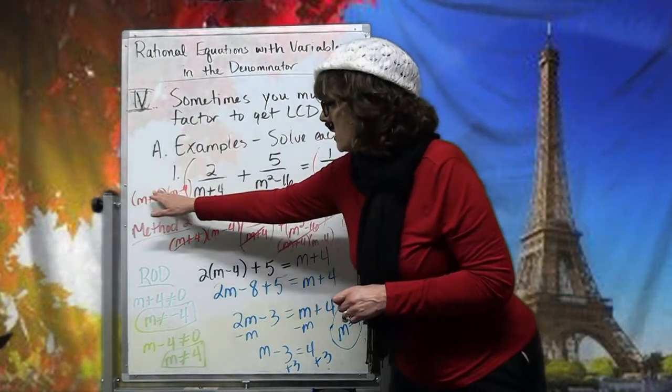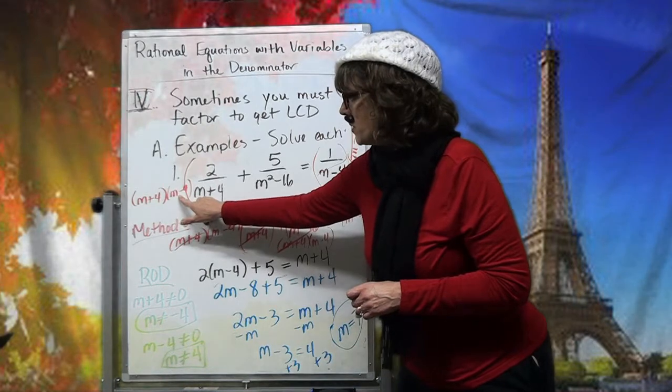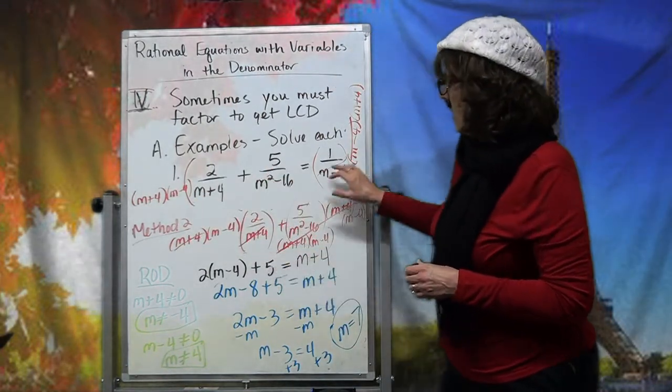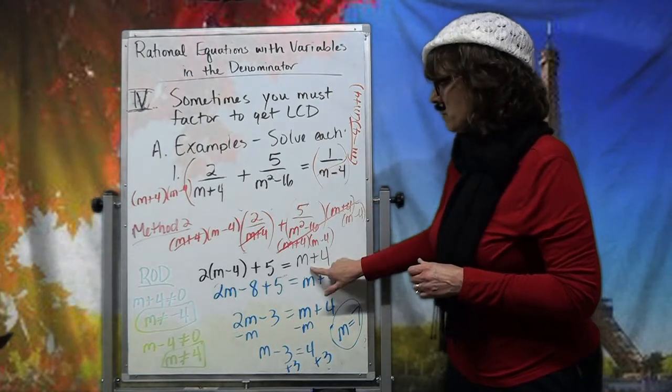So I'm left with the line in the black once I multiply everything by the LCD. M plus 4's will cancel. I'll be left with 2 times m minus 4. This will cancel completely. I'll be left with a 5. And the m minus 4's will cancel. I'll be left with an m plus 4.